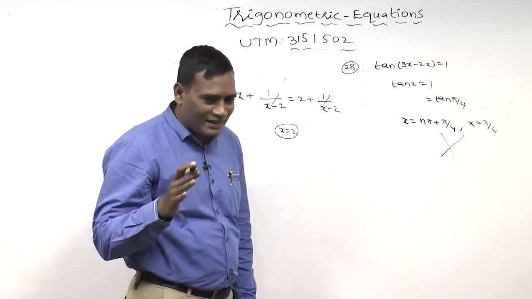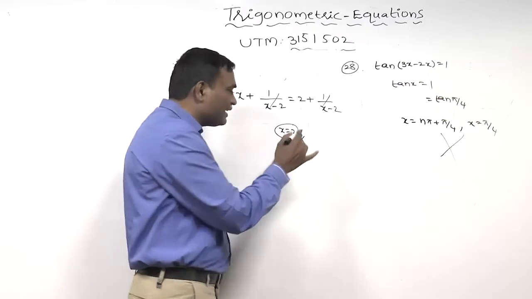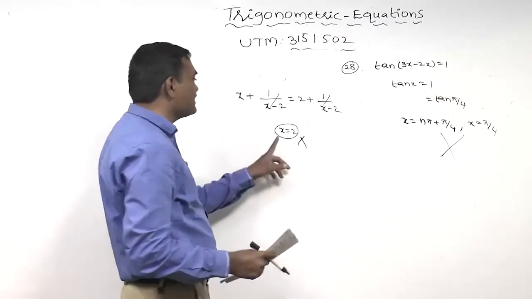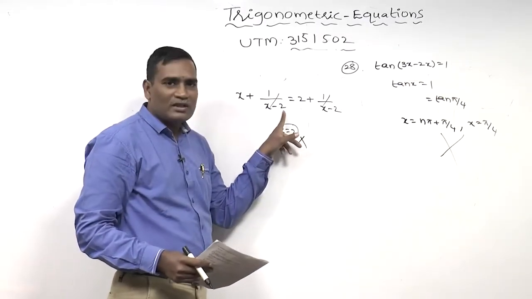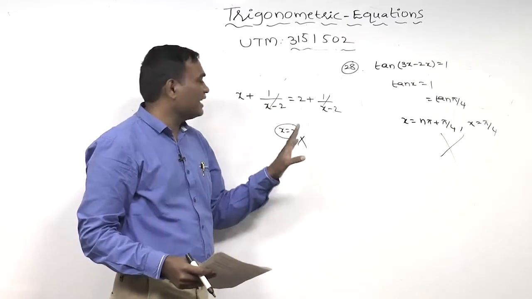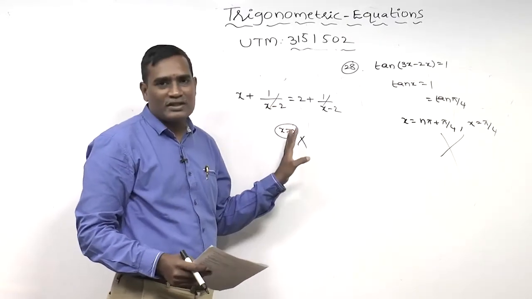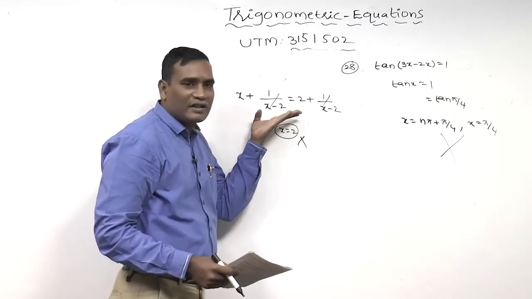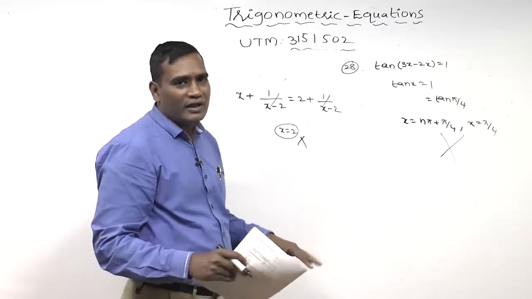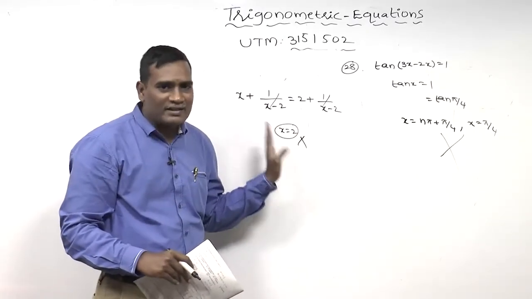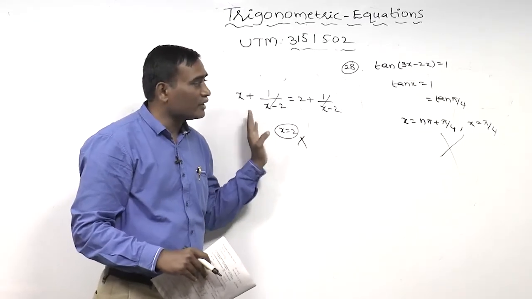No. x is equal to 2 is the wrong answer. Why is it not x is equal to 2? If you write x is equal to 2 in this, 2 minus 2 is 0, 1 by 0 is not defined. That's why don't consider x is equal to 2 as the solution. So, sir, what is the answer for this? No solution. No value of x satisfies this equation. That's why the answer is no solution.